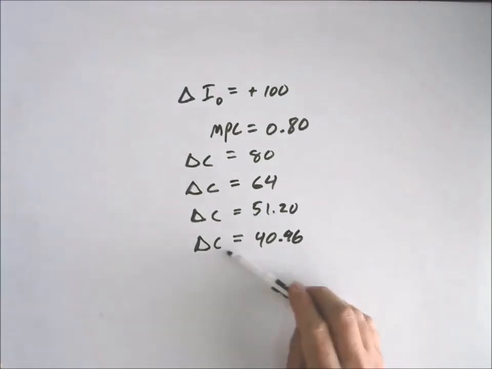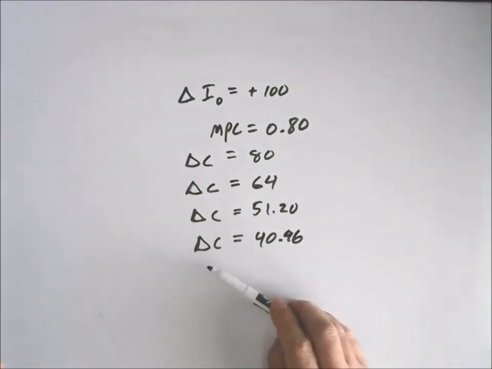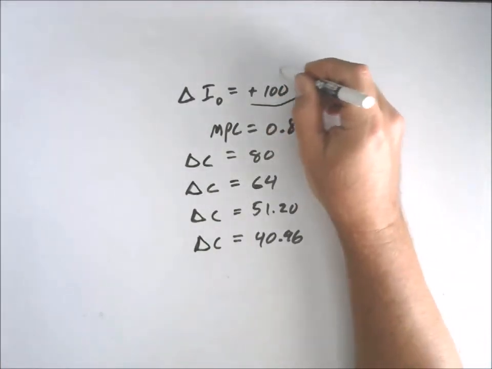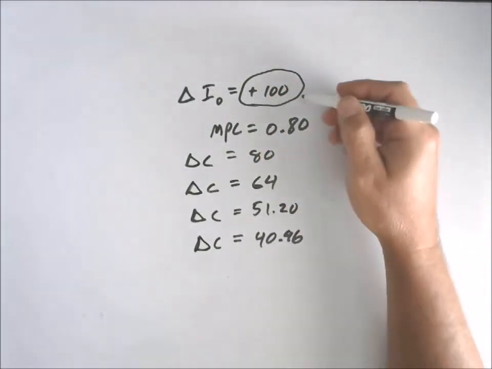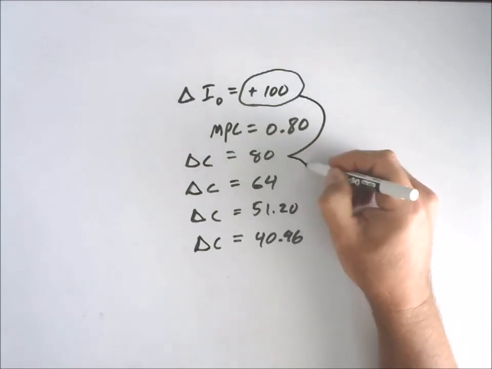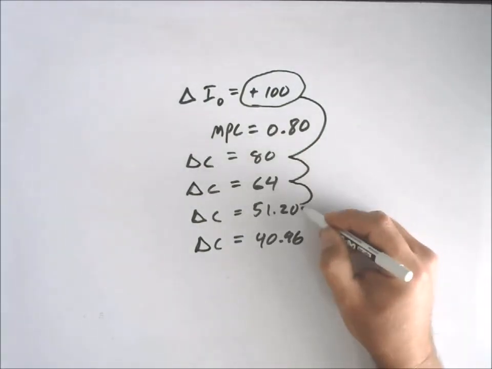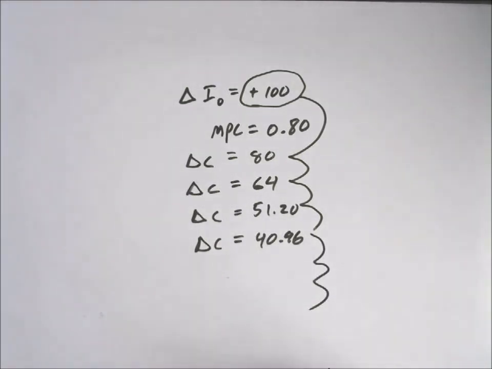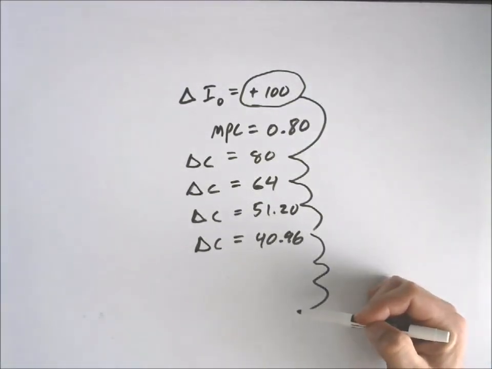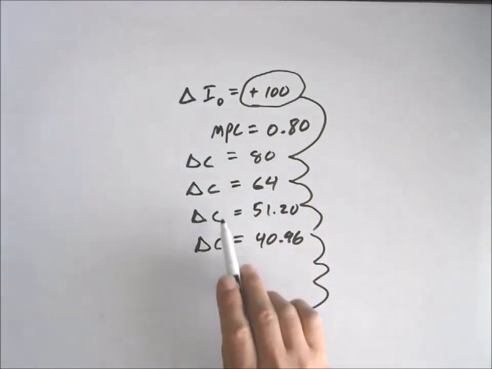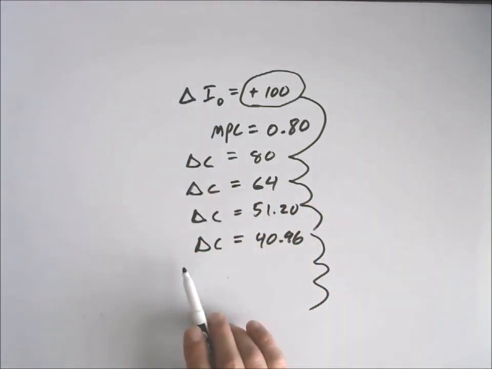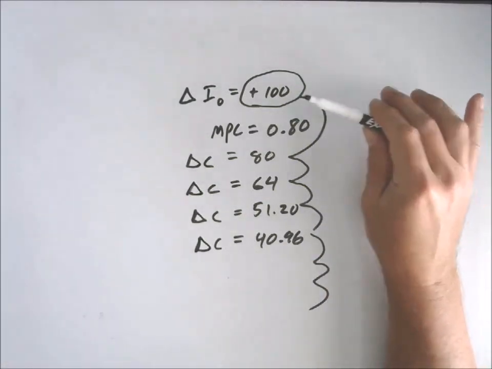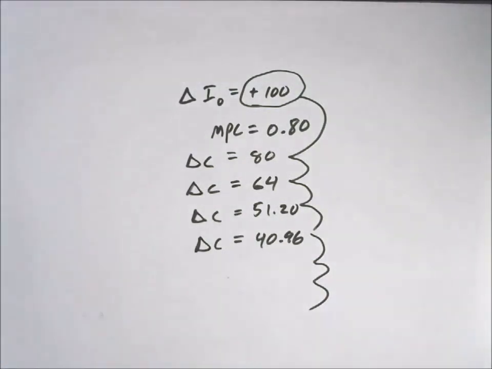And this continues until this change in consumption goes to zero, okay? But you can see that this initial $100 change in investment resulted in 100 plus 80 plus 64 plus 51.20 plus 40.96 and so on and so on. It's going to result in far more increase in GDP through changes in consumption than just the initial $100 injection did. That is the multiplier effect.